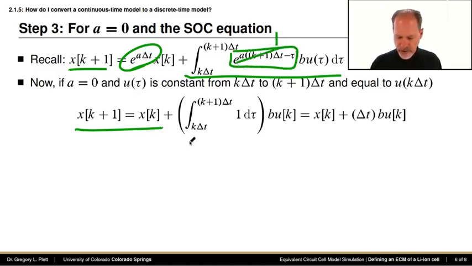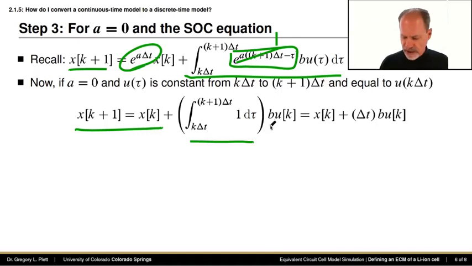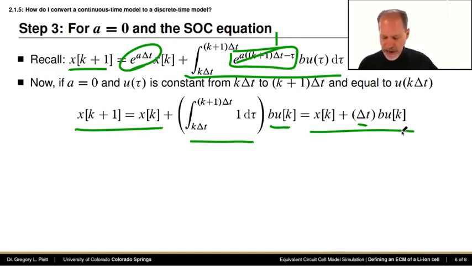So I have the integral of 1 d tau over the sampling interval, and then the b u of tau factors out as b u of k because u is constant over that time region. And if I integrate 1 over 1 sample period, I just get delta tau. So I get this. So if I have a continuous time equation for which a equals 0, the discrete time equation ends up looking like this particular form right there.